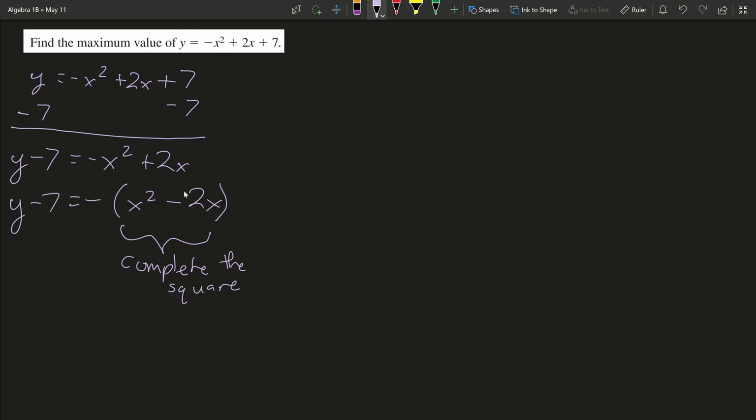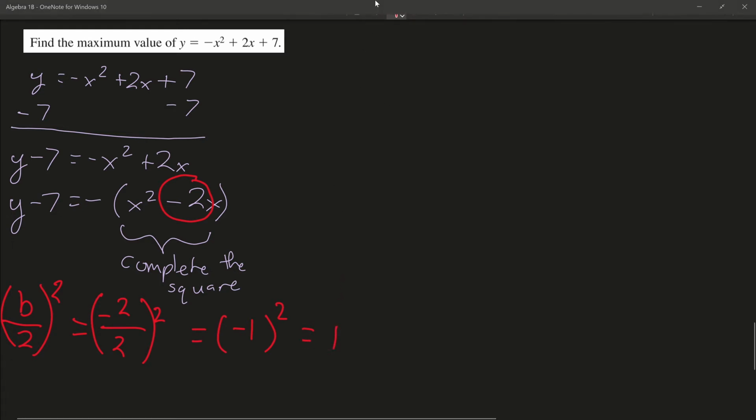Alright. And in this case, our b is negative 2. Let's go ahead and circle that. So we're going to work with this. So we have b over 2 to the power of 2. So we have negative 2 divided by 2 to the power of 2. Negative 2 divided by 2 is equal to negative 1 squared is equal to positive 1. So here's where it gets a little tricky.